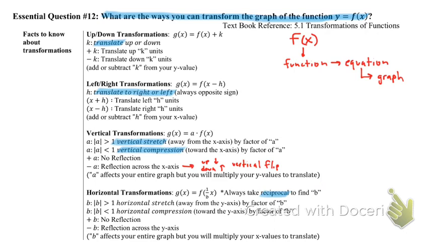And much like our a value, if our b value is bigger than 1, we have a horizontal stretch. If our b value is less than 1, we have a horizontal compression. If b is positive, there is no reflection. If b is negative, there is a reflection across the y-axis. Think of this as a horizontal flip.